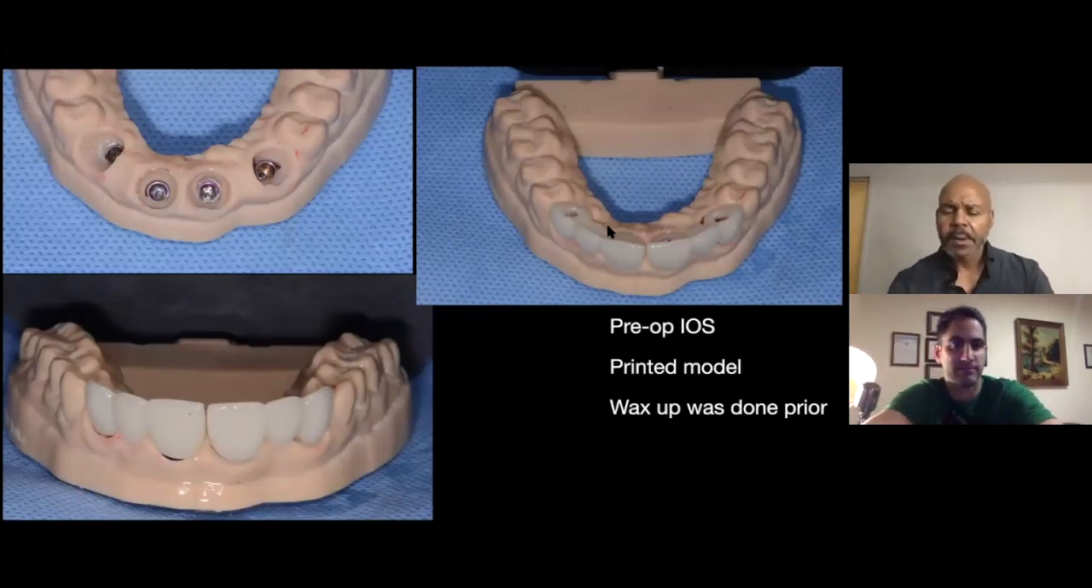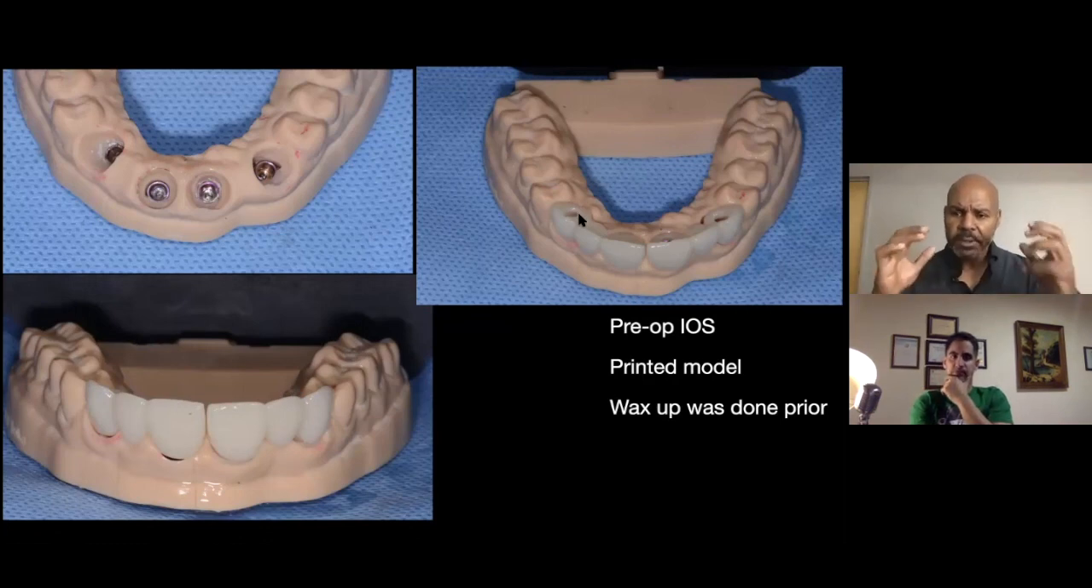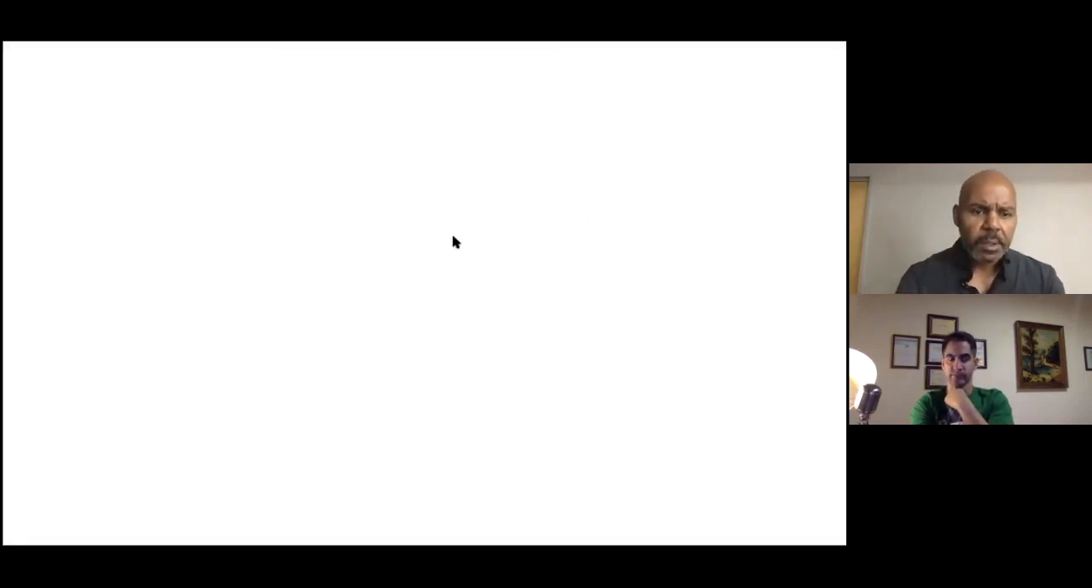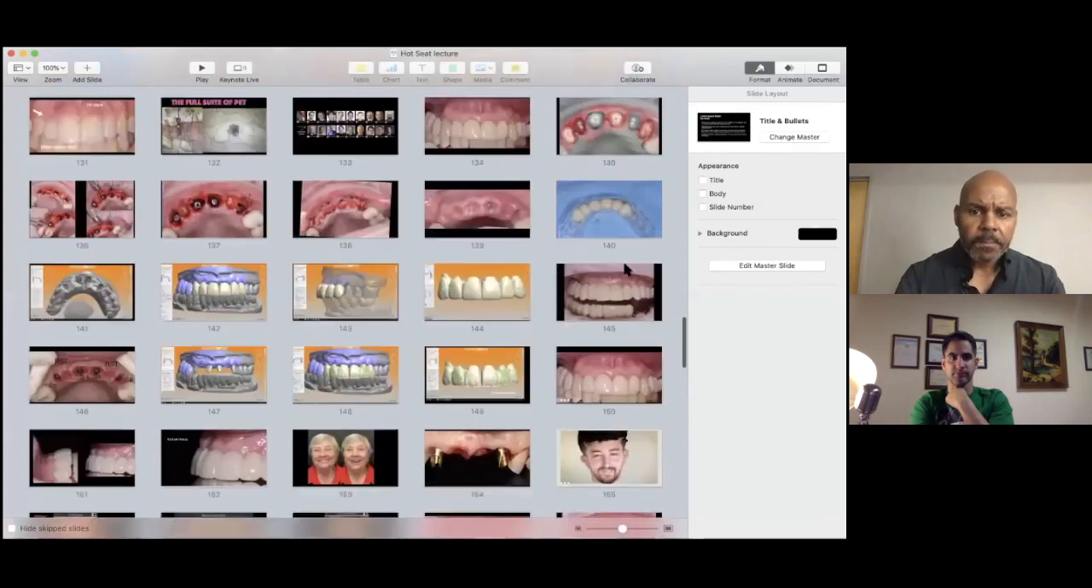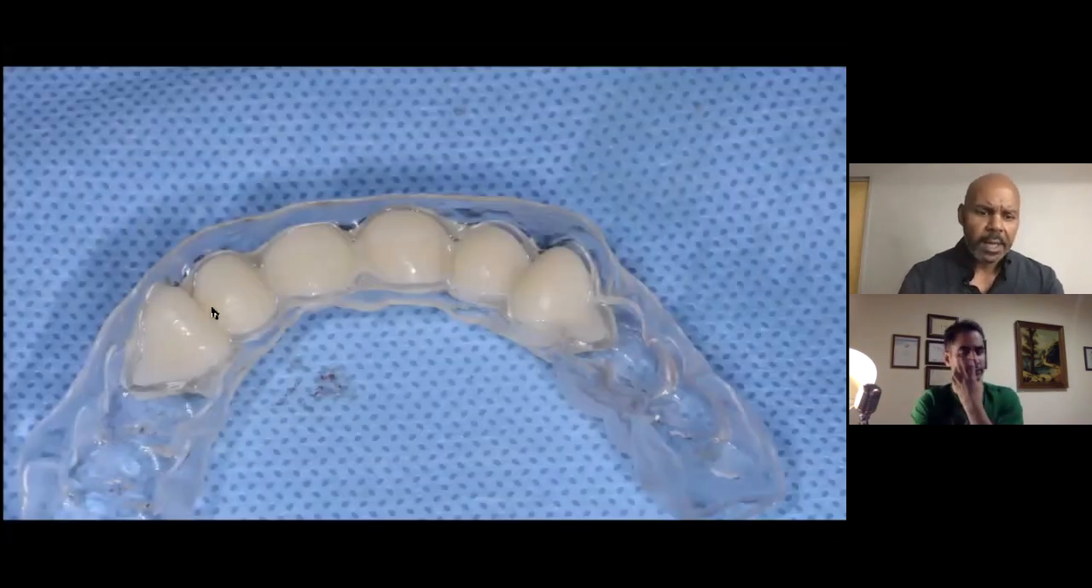But even this case here, I'll go back to that one in a second. Even this case with the screw access holes already done here, your placement may be a little off, so you can widen these holes to be able to drop over, as long as your implant is within that cingulum area for immediate. And the other case that you were referencing is this one right here. Number 140. Beautiful.